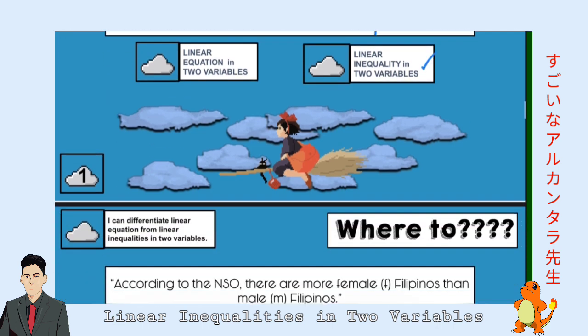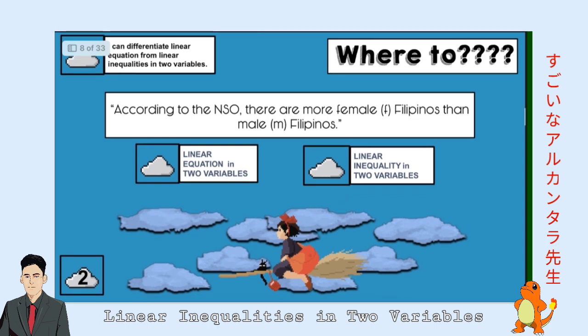To continue, it says here, according to NSO, there are more female Filipinos than male Filipinos. So using the variable f for female Filipinos, and more, that will mean greater than. It's greater than the number of male Filipinos. So this is also a linear inequality in two variables. Okay, so far. So let's continue.